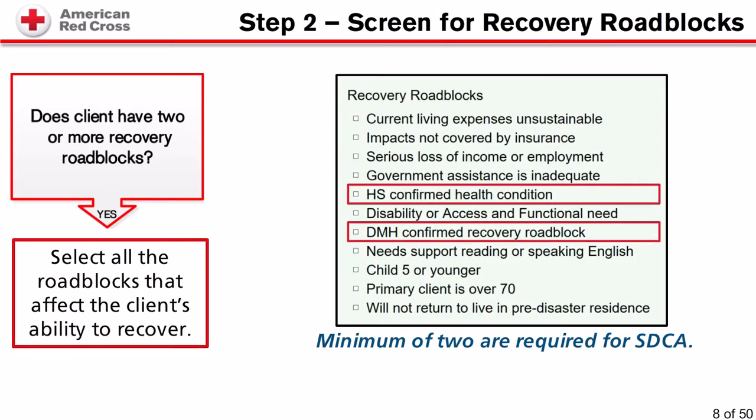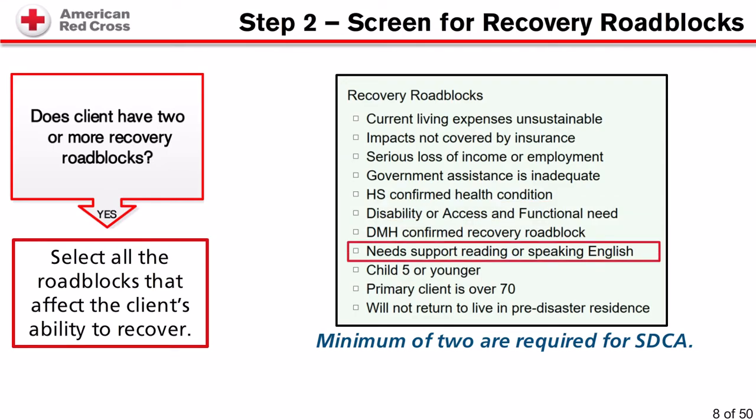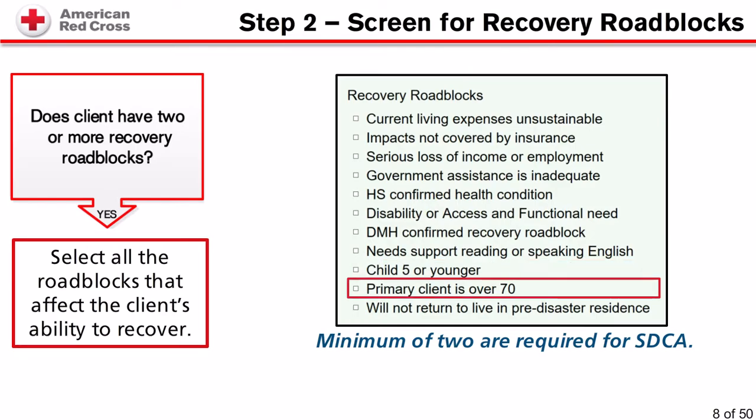As a reminder, DHS and DMH confirmed roadblocks will be documented in CAS 2.0 under the Case Review tab, where the DHS or DMH approver name will be entered, along with a narrative note. No confidential information would be included, just that there is a confirmed condition. Other roadblocks: disability or access functional need; need support reading or speaking English; child 5 years of age or younger; primary client is over 70 years of age and will not return to live in pre-disaster residence.